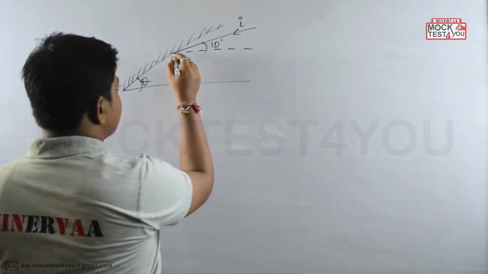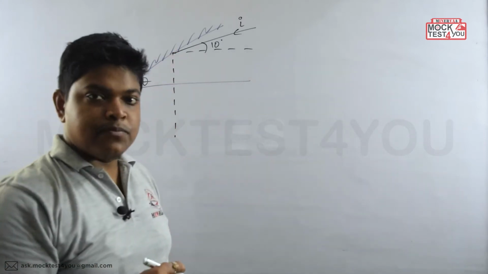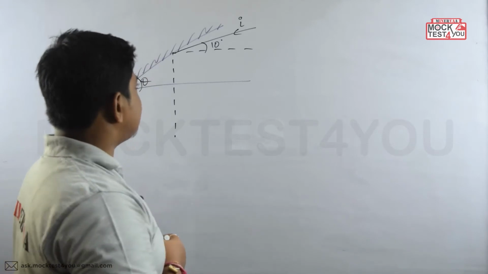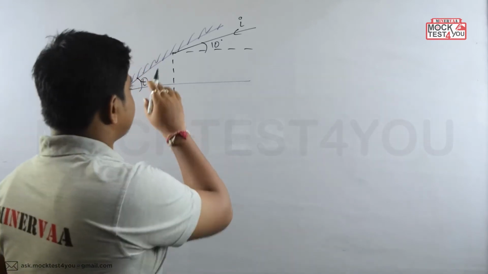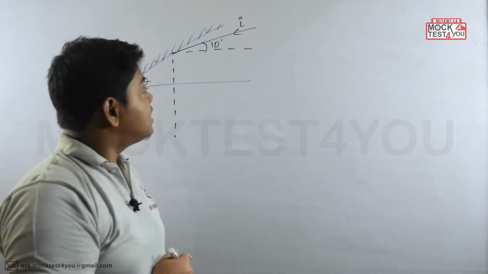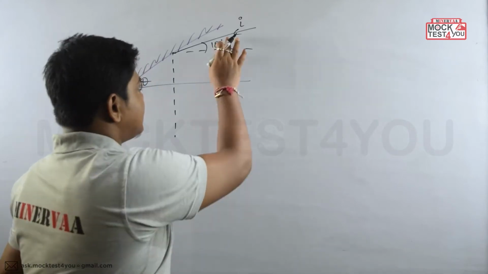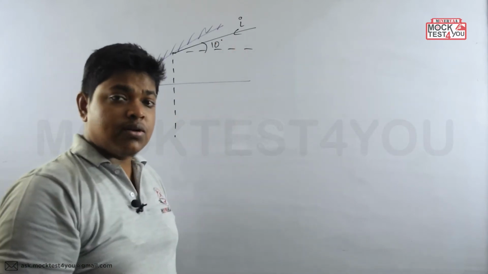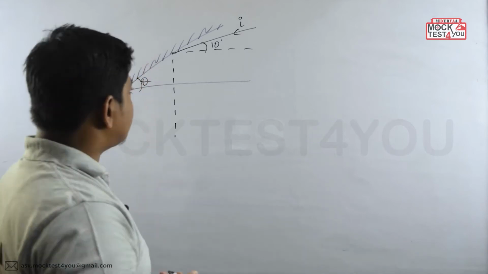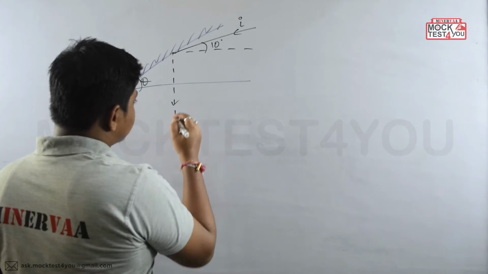After reflecting on that surface, it moved in this way, right? After reflecting off that surface, it moved in this way. So you have to find out the value of theta. The incident angle is given over here, that is 10 degrees. Now how do we find the value of theta over here? As you can see, the light waves after reflecting moved in this direction.